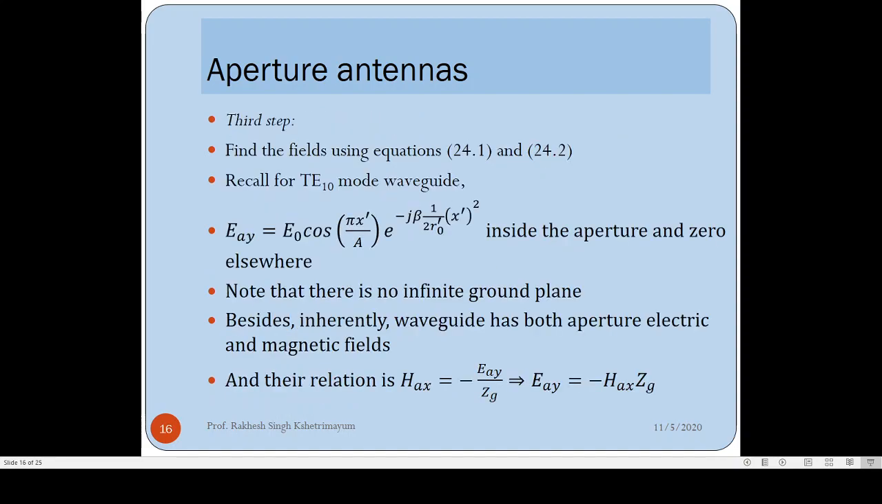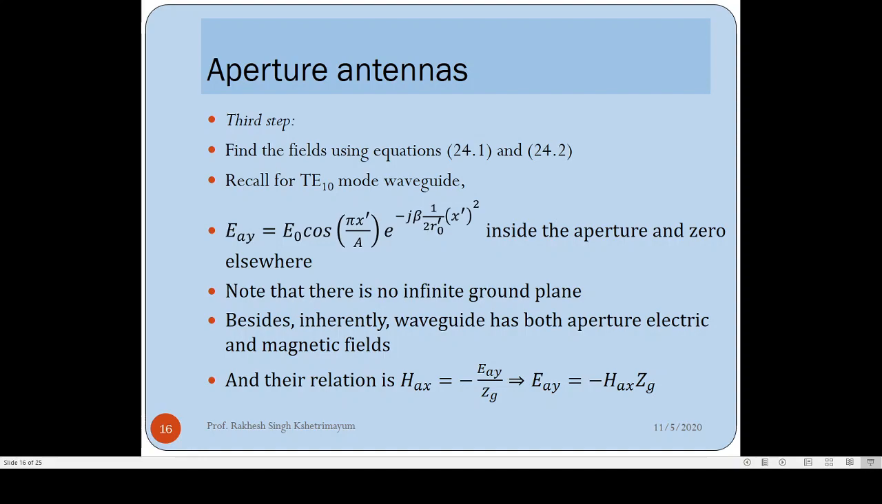So we have finished the second step. We have got the Fourier transform of the aperture fields. Let us go to the third step. The third step is to use equations 24.1 and 24.2 to find the far field radiation of the aperture antenna.